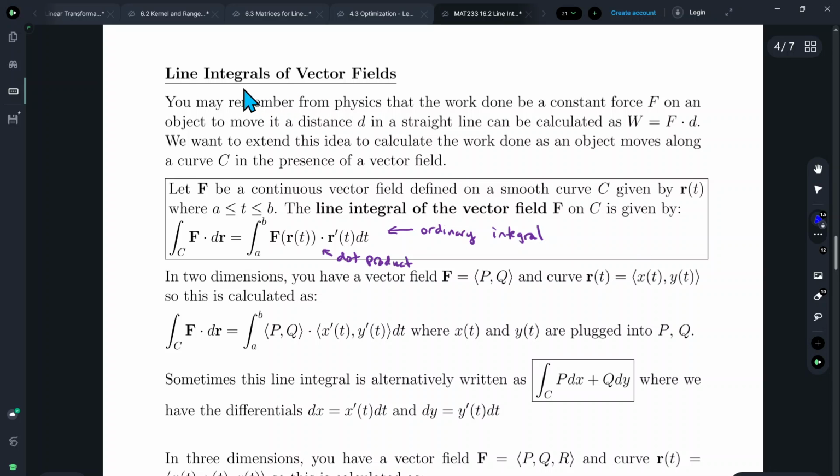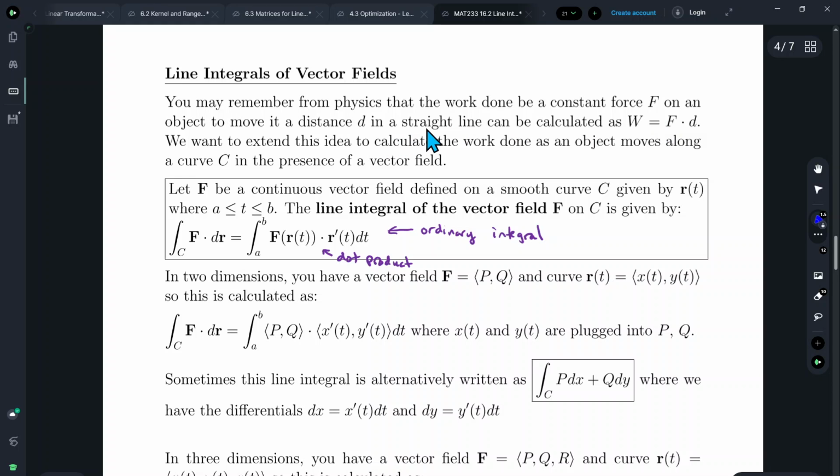In this video, we'll go over line integrals of vector fields. If you think back to your various physics courses, you might be familiar with the concept of work. Work is a form of energy, right? The work done by a force acting on an object to move it in a straight line can be calculated as W equals F dot D. This dot is supposed to be a dot product.